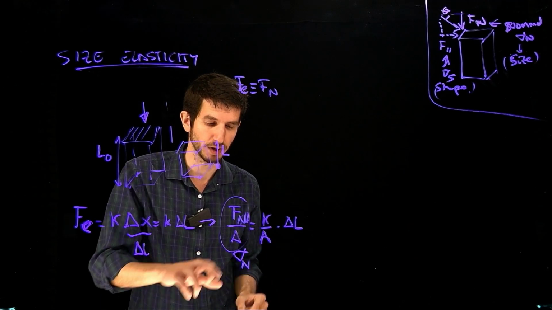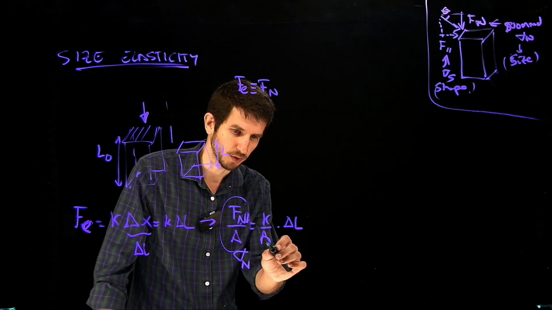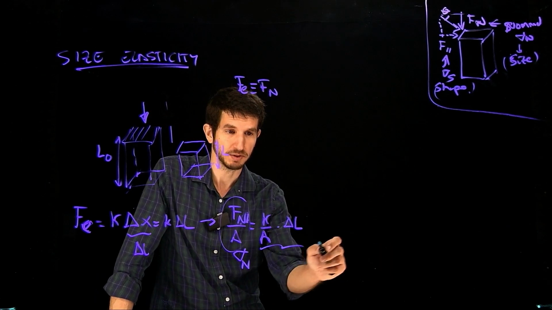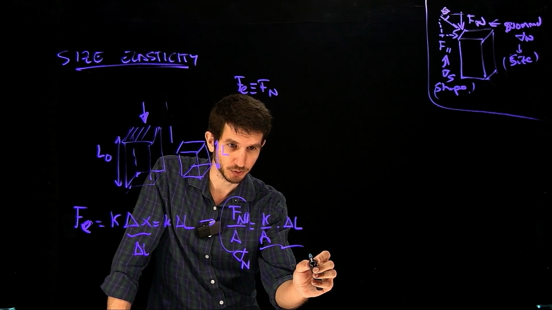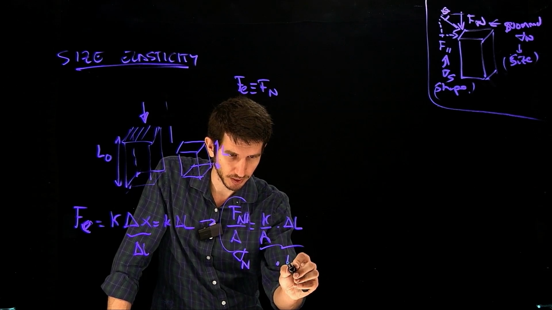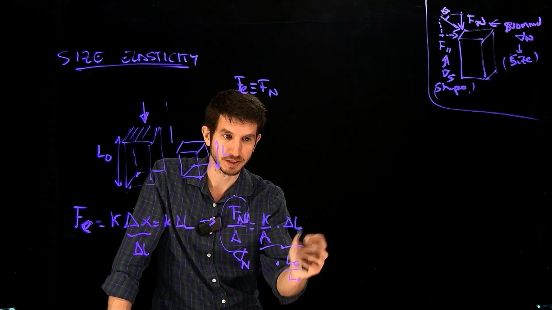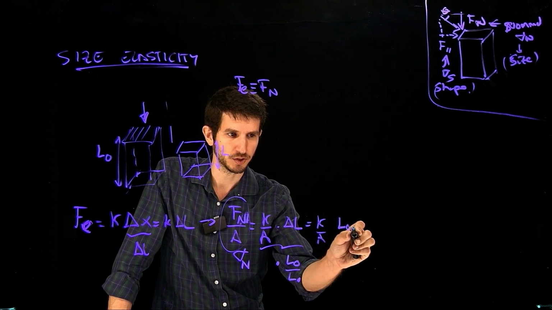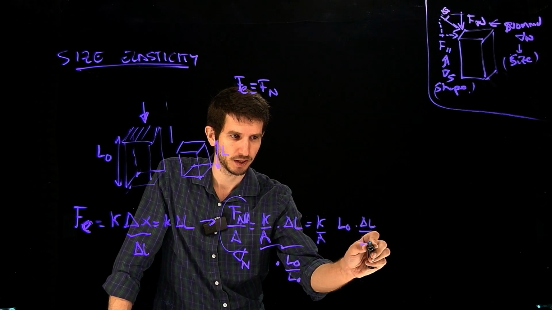Then this is sigma n. Let's do something over here. I can always multiply and divide by the same number, and it's going to be the same. So I can multiply times L0 and divide by L0, because L0 divided by L0 is 1. That gives me K a L0 times delta L over L0.